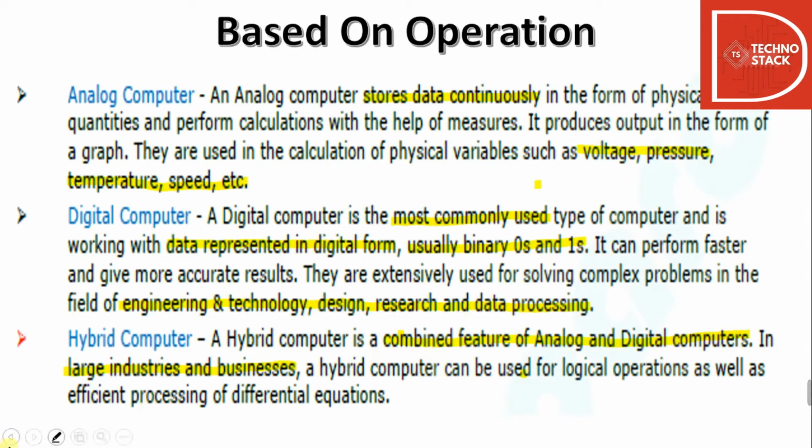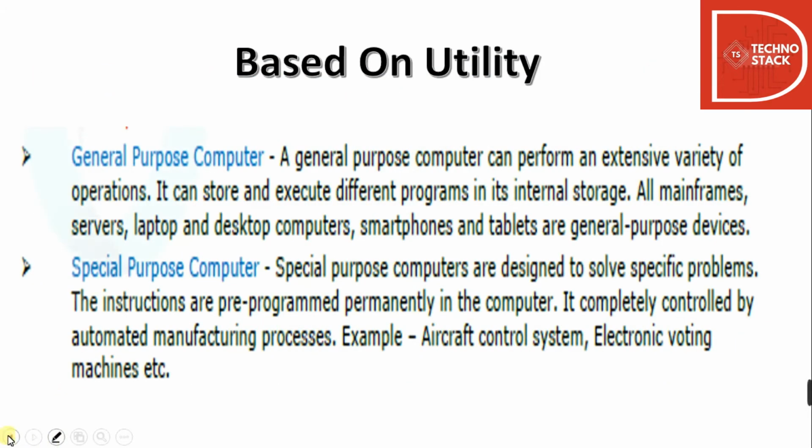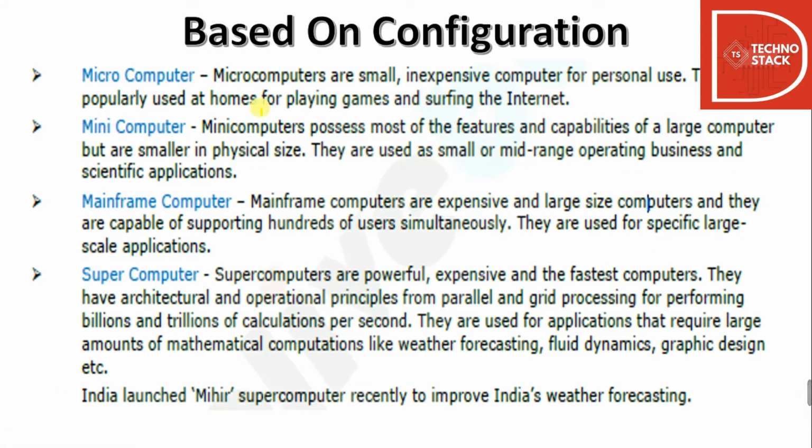The next category that we are going to look into is based on configuration. Based on configuration, we again have four basic types: micro, mini, mainframe and super. So let's see what they are.